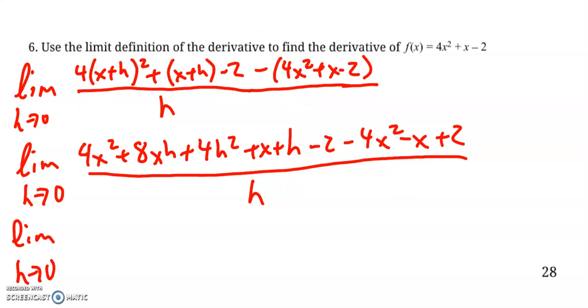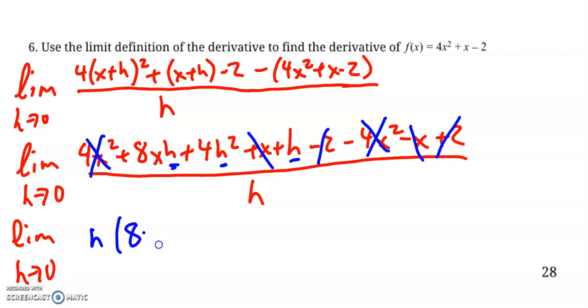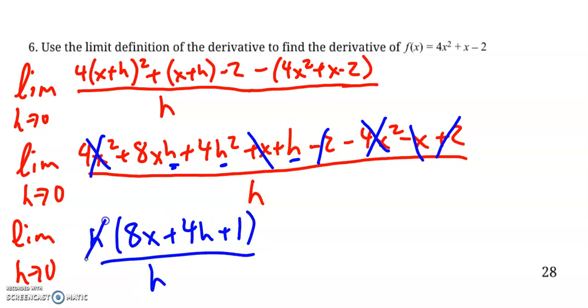And then you can see that things start canceling. Again, all I did was multiply through the top, distribute through the negatives, etc. So you can see a lot of things start canceling. Our x cancels, our 2, our 4x squared. So again, I am going to take out an h here. So I get 8x plus 4h plus 1, if I factor out an h there. Then this h will cancel.